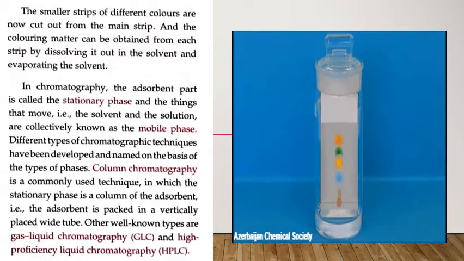In chromatography, the adsorbent part is called the stationary phase, and the things that move, that is the solvent and solution, are collectively known as the mobile phase. Different types of chromatographic techniques have been developed and named on the basis of the type of phases. Column chromatography is a commonly used technique in which the stationary phase is a column of the adsorbent, that is, the adsorbent is packed in a vertically placed glass tube, like we can see on the right side. Other well-known types are gas liquid chromatography and high performance liquid chromatography.